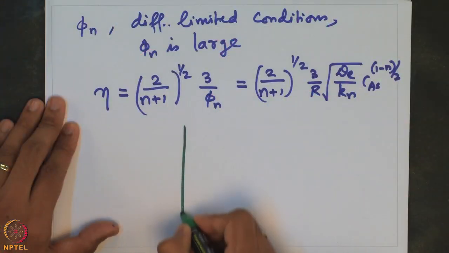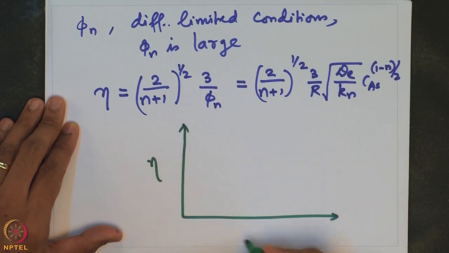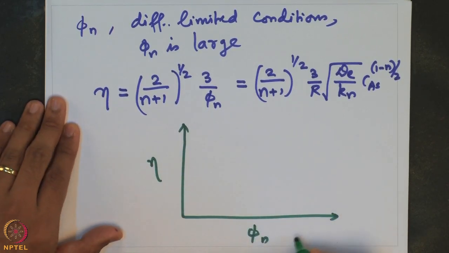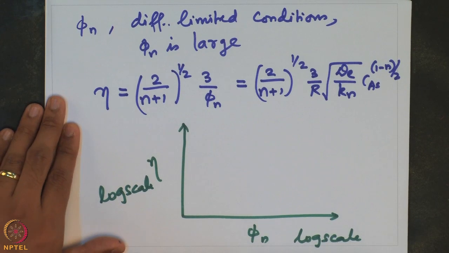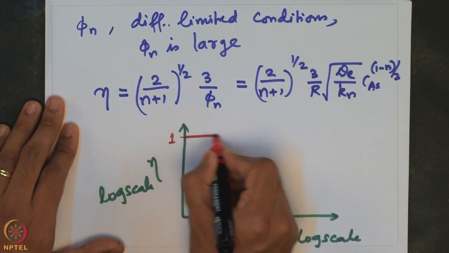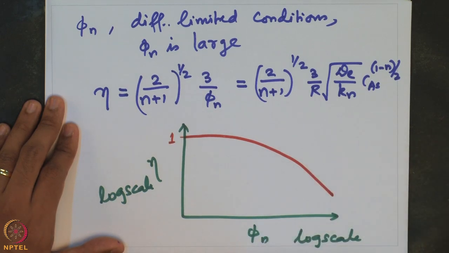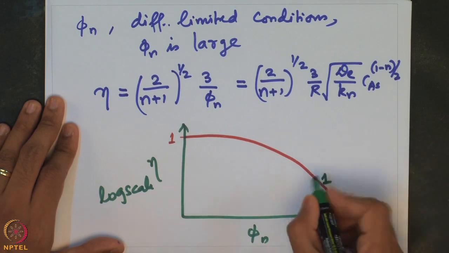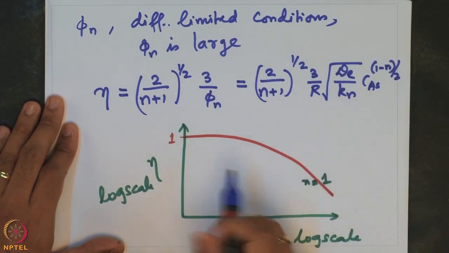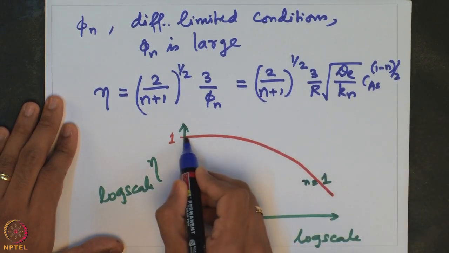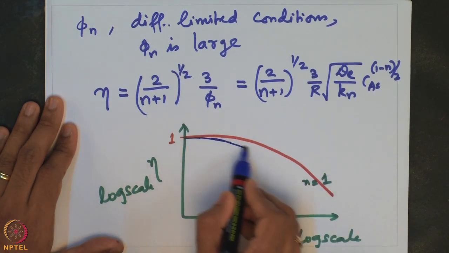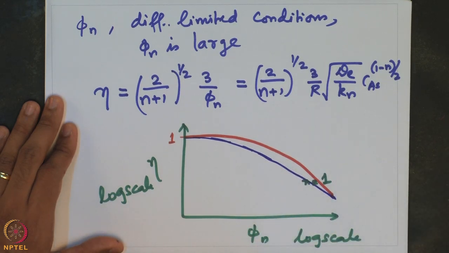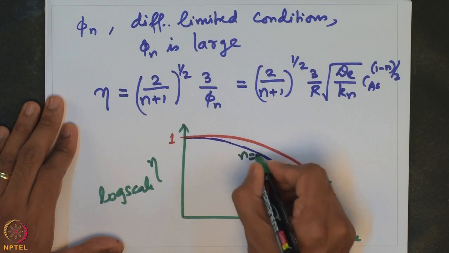So, now one can make this plot of eta versus phi n, and once again I use log scale. For a first order reaction, this is the typical curve that you see. So, this is for n equal to 1. And for a second order reaction, the eta versus phi still has a similar profile, except that it is slightly below for the second order case. So, this is for n equal to 2.